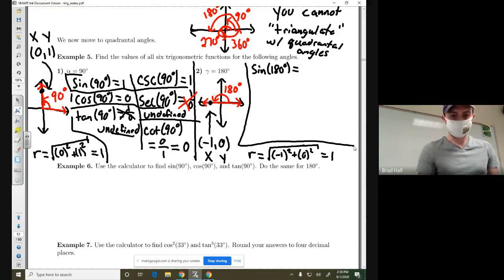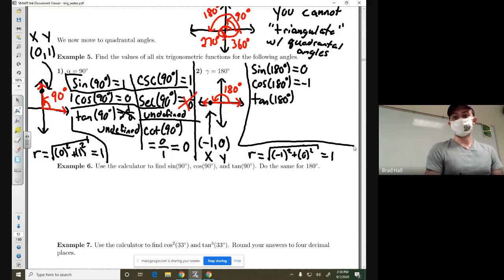Sine of 180 degrees, that's Y divided by R. She would end up getting 0. Cosine of 180 degrees, it's X divided by R, which would be -1. Tangent of 180 degrees, it's Y divided by X, which is 0 divided by -1, so 0.